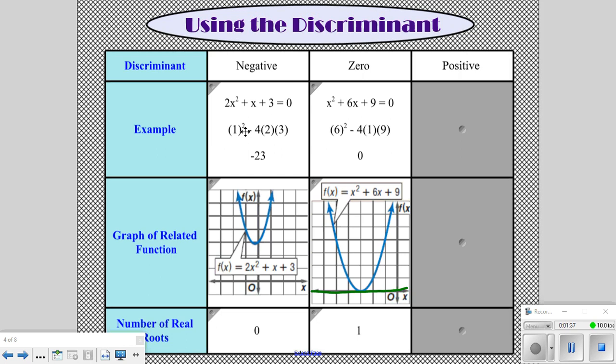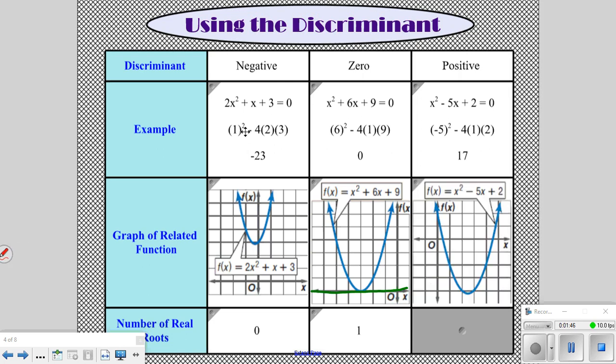Now, if we have a discriminant that is a positive number, for example, positive 17, that means our graph is going to touch the x-axis twice. So there's our x-axis, and you can see the graph is touching it twice. That means we are going to be having two solutions there.